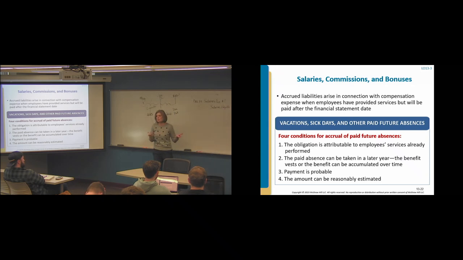So it's still this simple journal entry for the most part, with some variations depending on what it is. It could be vacation pay, if you break it down that way. It varies across companies, but the obligation is attributable to employees' service already performed, which I've already said a few times, right? The absence can be taken in a later year, right? The benefit vests, or the benefits can be accumulated over time. What's vesting? You guys are going to hear that term once you get jobs and you're signing up for retirement plans. What does it mean to be vested? Does anybody know?